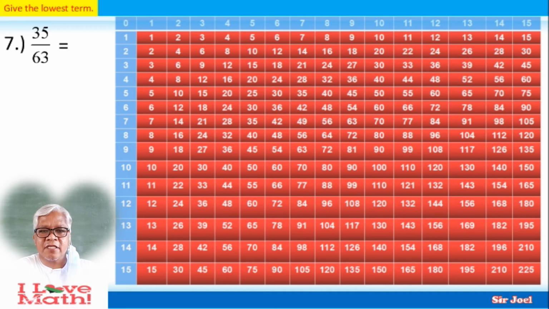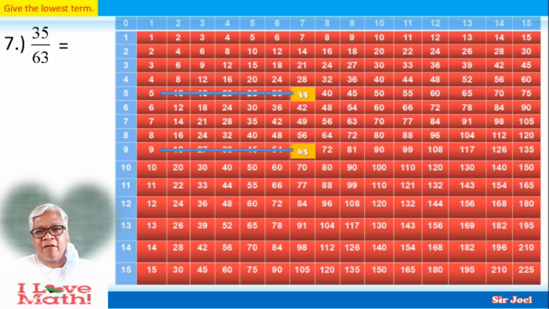35 over 63. Nasaan kaya ang 35 and 63? Under what column? Well, if you look at the table, 35 and 63 ay nasa column 7. Tama? So, ibig sabihin, column 7. Meaning, ang ating common divisor ay 7. So, 35 divided by 7, the answer is 5. And then, 63 divided by 7, the answer is 9.